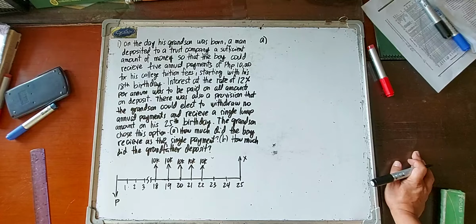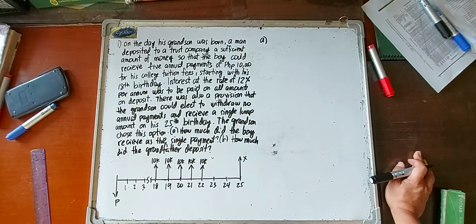There was also a provision that the grandson could elect to withdraw no annual payments and receive a single lump sum amount on his 25th birthday. The grandson chose this option. So letter A, how much did the boy receive as a single payment? Letter B, how much did the grandfather deposit?